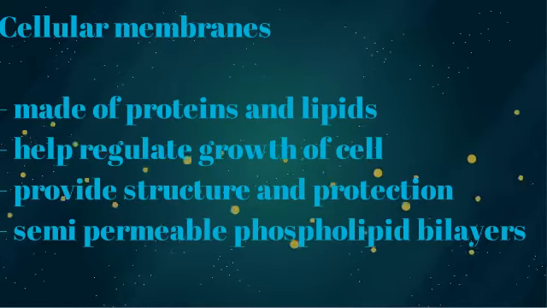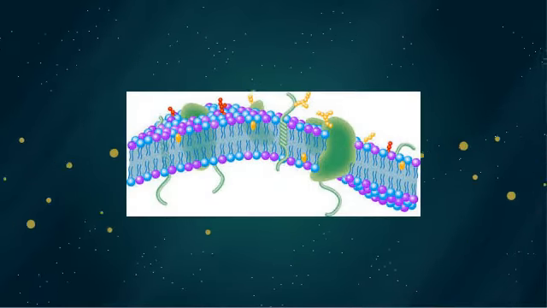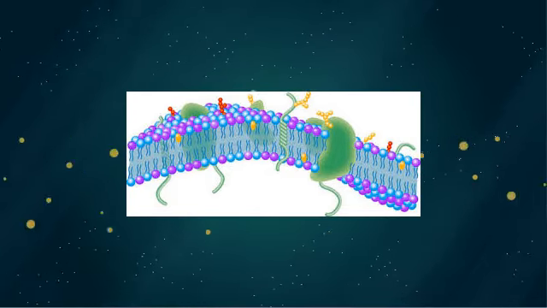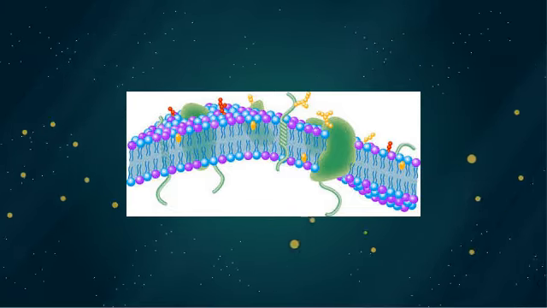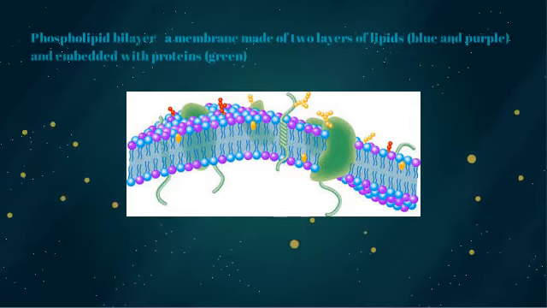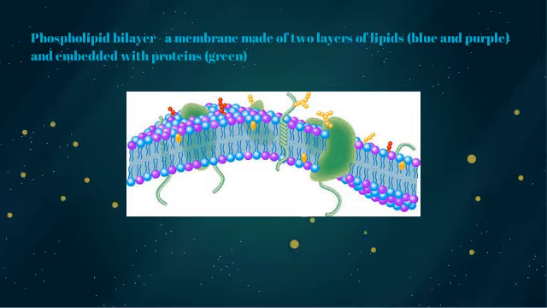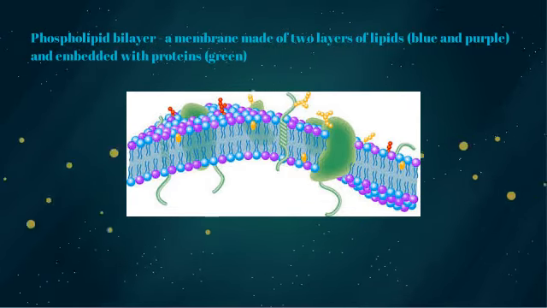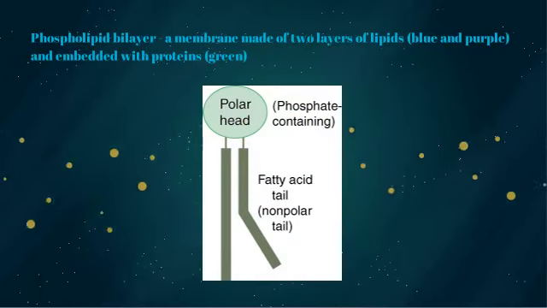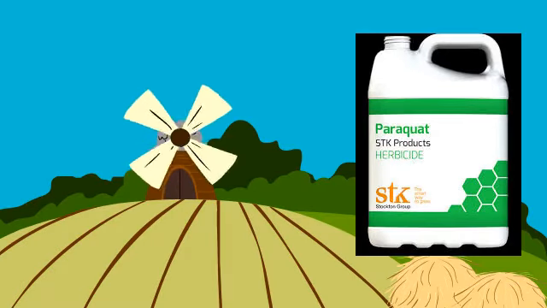Most cellular membranes in plants are semi-permeable phospholipid bilayers. Semi-permeable is a fancy way of saying that the membrane is like a filter. Only certain compounds are allowed through, while unwanted compounds are kept out. Phospholipid bilayer refers to the structure of the membrane. It is composed of 2 layers, hence the term bilayer, of phospholipids. The outside of the membrane is composed of phospholipid polar heads, and the inside of the membrane is composed of fatty acid tails.